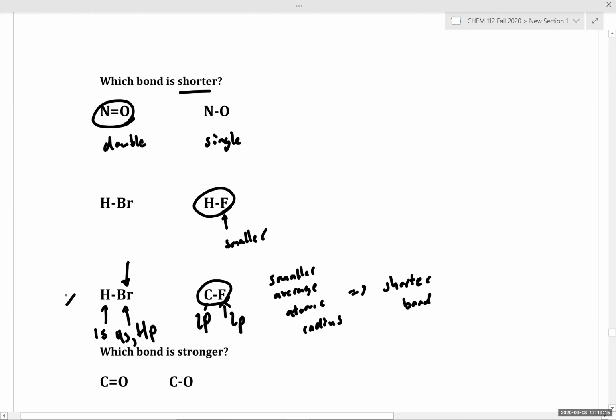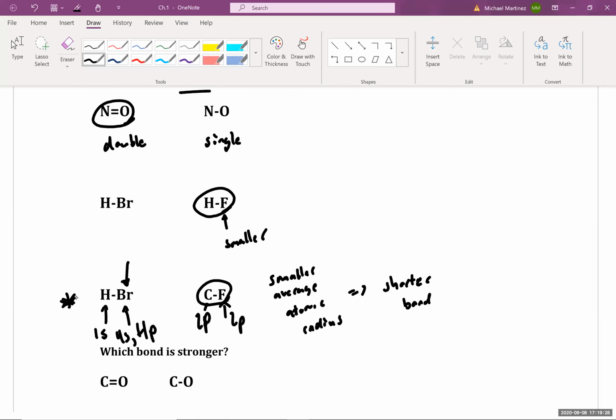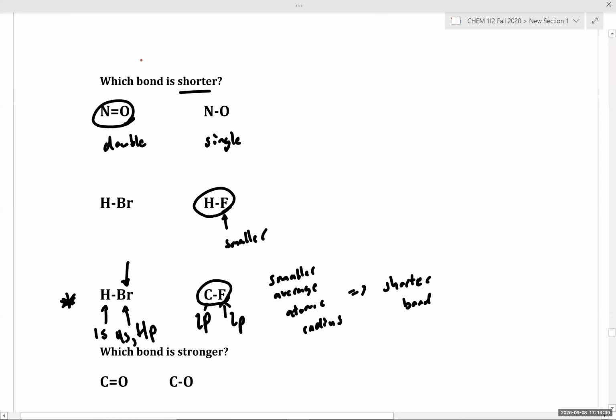There's another factor at play here. Would someone like to invoke another factor that we can use to explain why this carbon-fluorine bond is relatively short? It's also pretty strong. It serves as the basis for common fluorinated materials such as Teflon. Would anyone like to invoke another factor? So for the carbon-fluorine bond, we have small atoms that lead to a short bond. What's another factor related to these carbon-fluorine bonds?